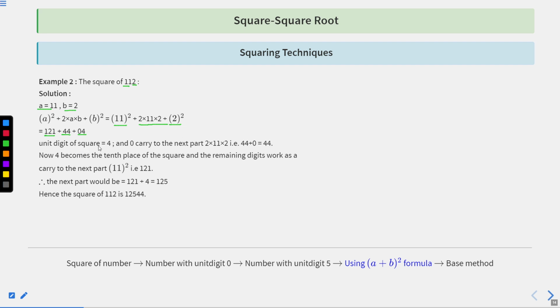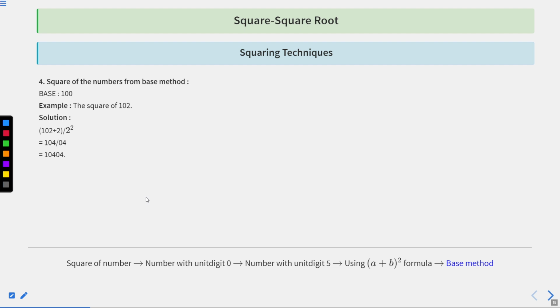Okay. So the unit digit of the square is 4 and 0 carries to the next part, 2 into 11 into 2, that is 44 plus 0, that is equal to 44. So now 4 becomes the tens place of the square and the remaining digit works as a carry to the next part, 11 square, that is 121. Therefore the next part would be 121 plus 4, that is 125. Hence the square of 112 is 12544.